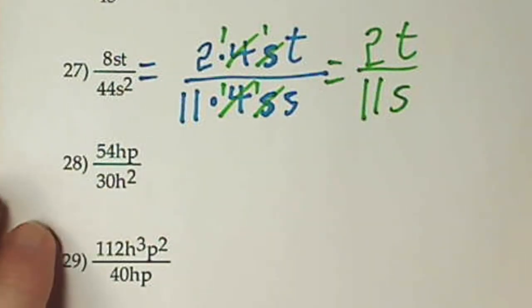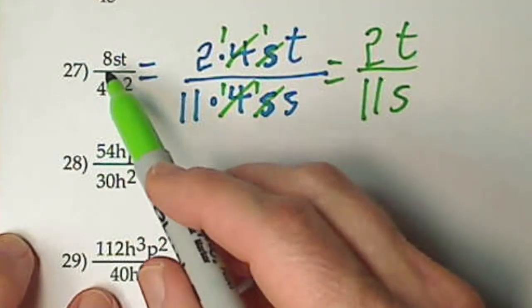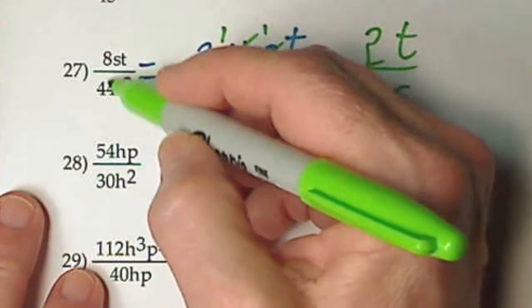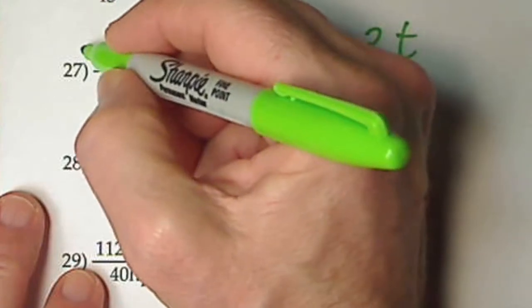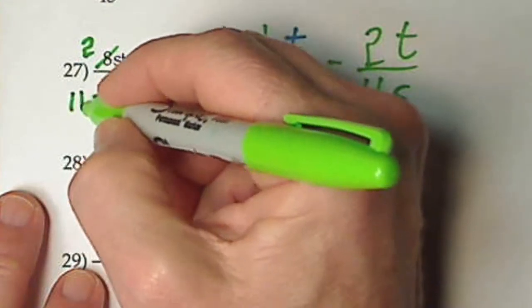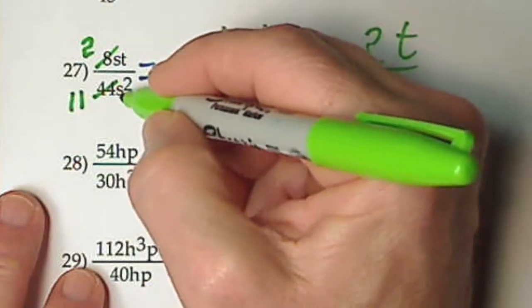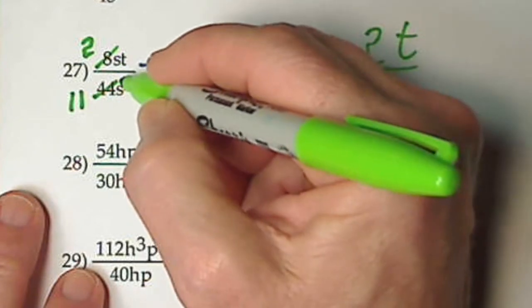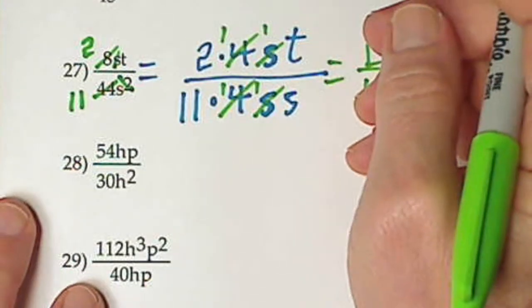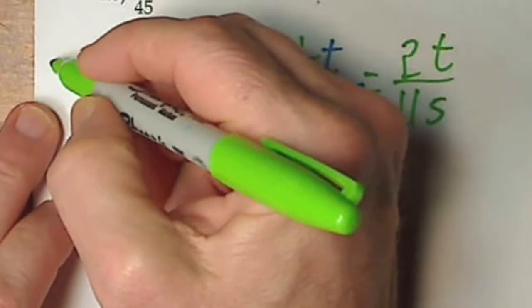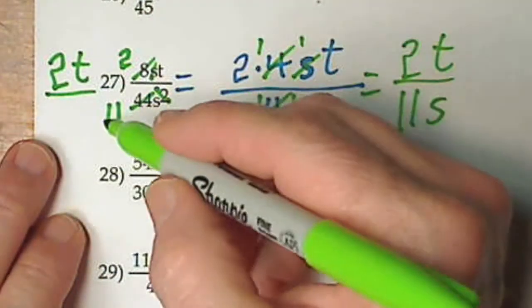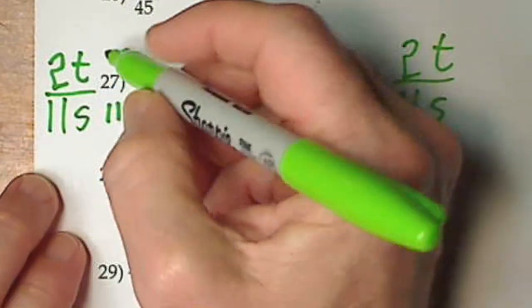in the denominator. Okay. Now normally I'll just go right here and do all my work right there on the fraction. The common factor is 4. 8 divided by 4 is 2. 44 divided by 4 is 11. I have 2 s's down here and just 1 up there, so the squared is gone, the s is gone. The only thing left is 2t up top and 11s on the bottom.